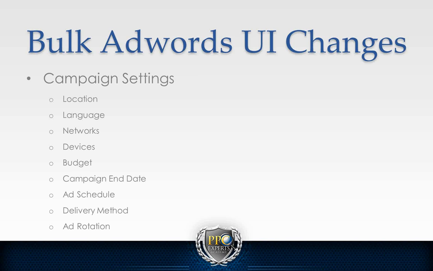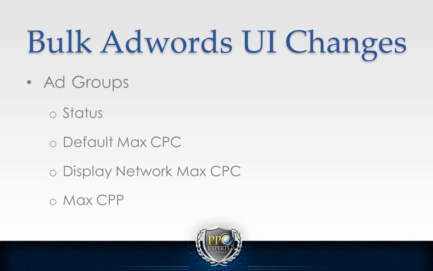Delivery method, so accelerated or standard. And then ad rotation. Now we said our recommended setting for ad rotation was rotate, but let's say you pop in on an account and you see that it says optimize for clicks. Well, do you want to go and click on each of those campaigns and then set them all one by one? No, you want to do the bulk changes using the AdWords user interface.